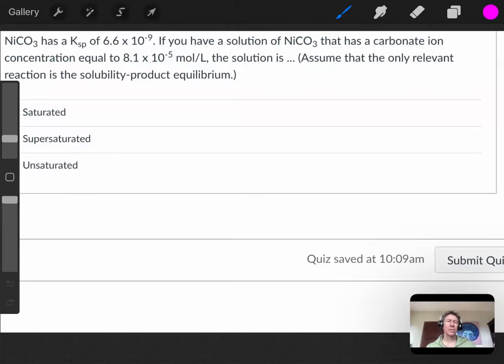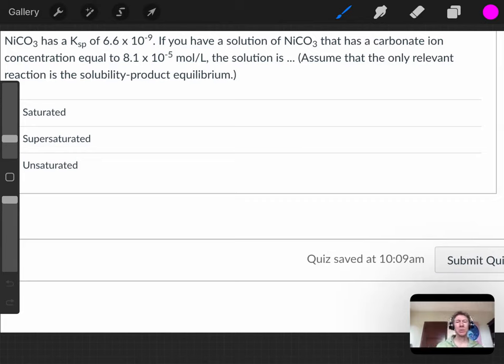For this particular problem, it says nickel 2 carbonate has a Ksp value of 6.6 times 10 to the minus 9. If you have a solution of nickel 2 carbonate that has a carbonate ion concentration equal to 8.1 times 10 to the minus 5th molarity, or moles per liter, the solution is dot, dot, dot. And this bar over here on the left is covering up the circles for saturated, supersaturated, or unsaturated.